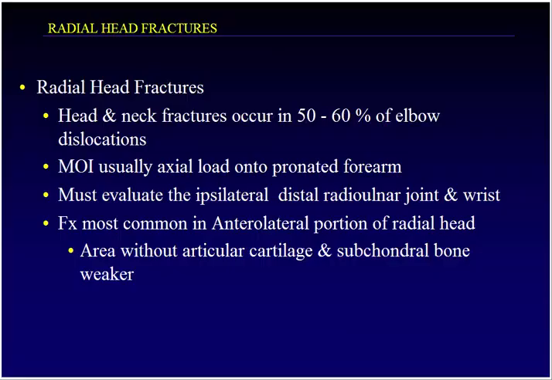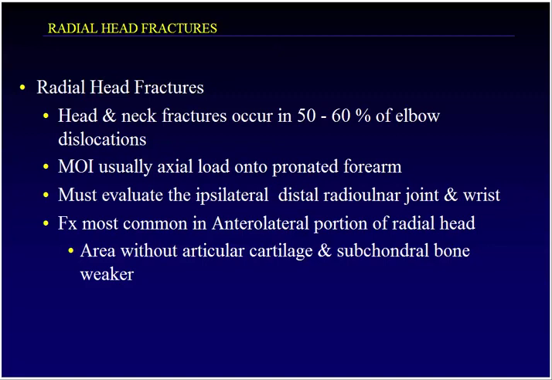Radial head fractures, head and neck fractures, occur in 50 to 60% of elbow dislocations, so you really have to look for those when you see a patient with an elbow dislocation. The mechanism of injury is typically an axial load onto a pronated forearm. You have to evaluate the ipsilateral distal radioulnar joint and the wrist because of the possibility of damage to the interosseous membrane with these injuries.